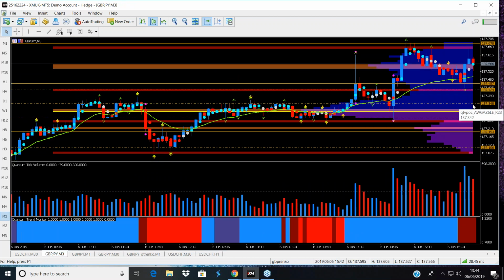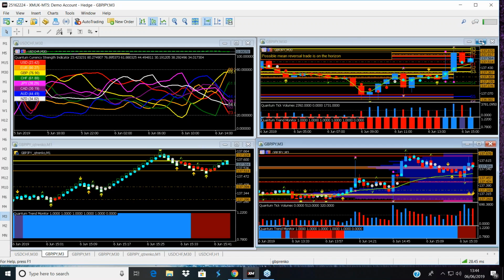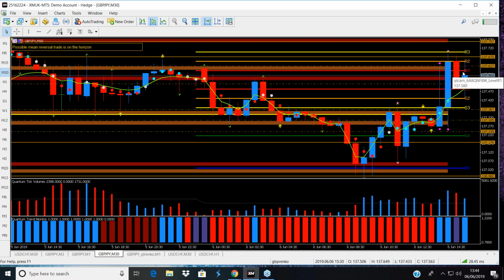And what we now have to wait for here is, we had a lot of volume coming in on these two candles. We've got a very clearly defined resistance line. We see 137.67. What does that correspond with up here?